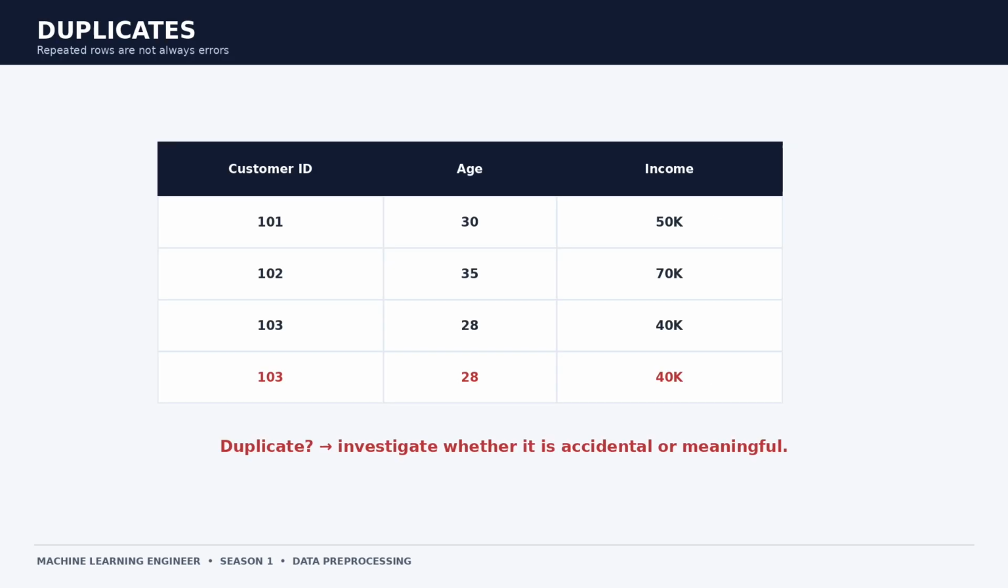Next, duplicates. Suppose customer 103 appears twice with exactly the same information. These are accidental duplicates. Keeping them could give those observations extra weight during training. But again, duplicates are not always wrong. In transaction data, for example, multiple rows for the same customer may represent completely different transactions.